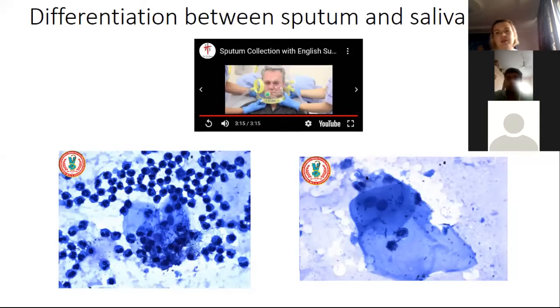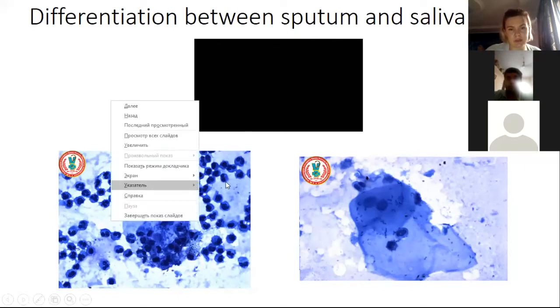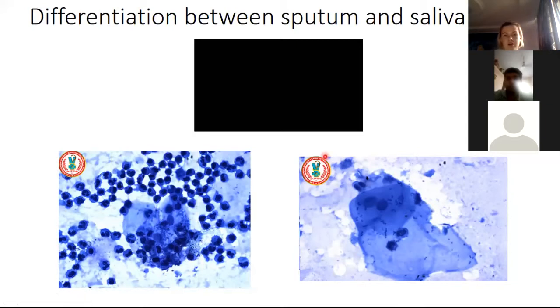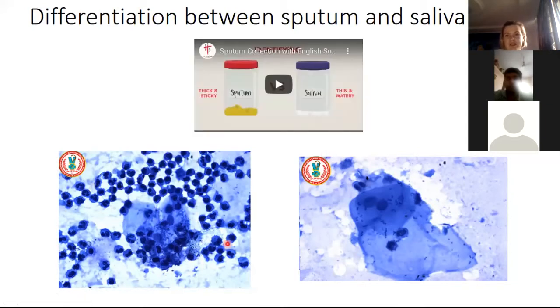If you detect more than 15 leukocytes, like in the picture on the left side of the screen, you can see a lot of leukocytes and 2 epithelial cells. You can record this result as sputum, and you can stain this sample with the Ziehl-Neelsen staining technique and try to find the pink or red rod-shaped bacilli.